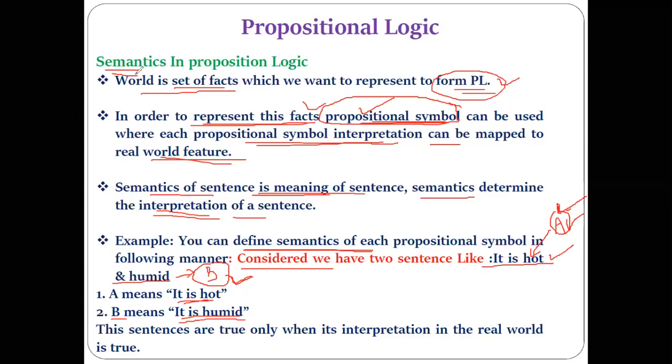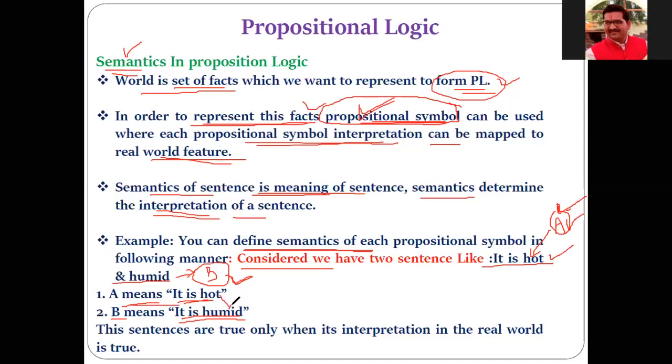Sir. And that is nothing but the semantics in the case of propositional logic, where we are just representing real-world facts with the help of some propositional symbols, and that propositional symbol indicates the meaning of that particular proposition. For example, here A means it is hot and B means it is humid. Understood?